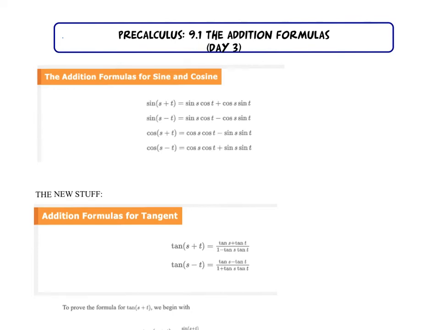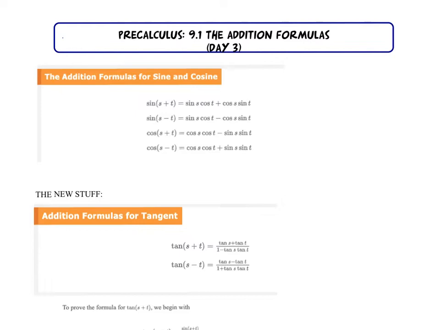Hi everybody, this is day 3 for 9.1. We've been working the last 2 days on the addition formulas for sine and cosine. And remember, you don't have to memorize these, even though you probably are going to as you work through a bunch of problems. There is a formula sheet on our Schoology site that you could just print out and have next to you while you work on these problems.